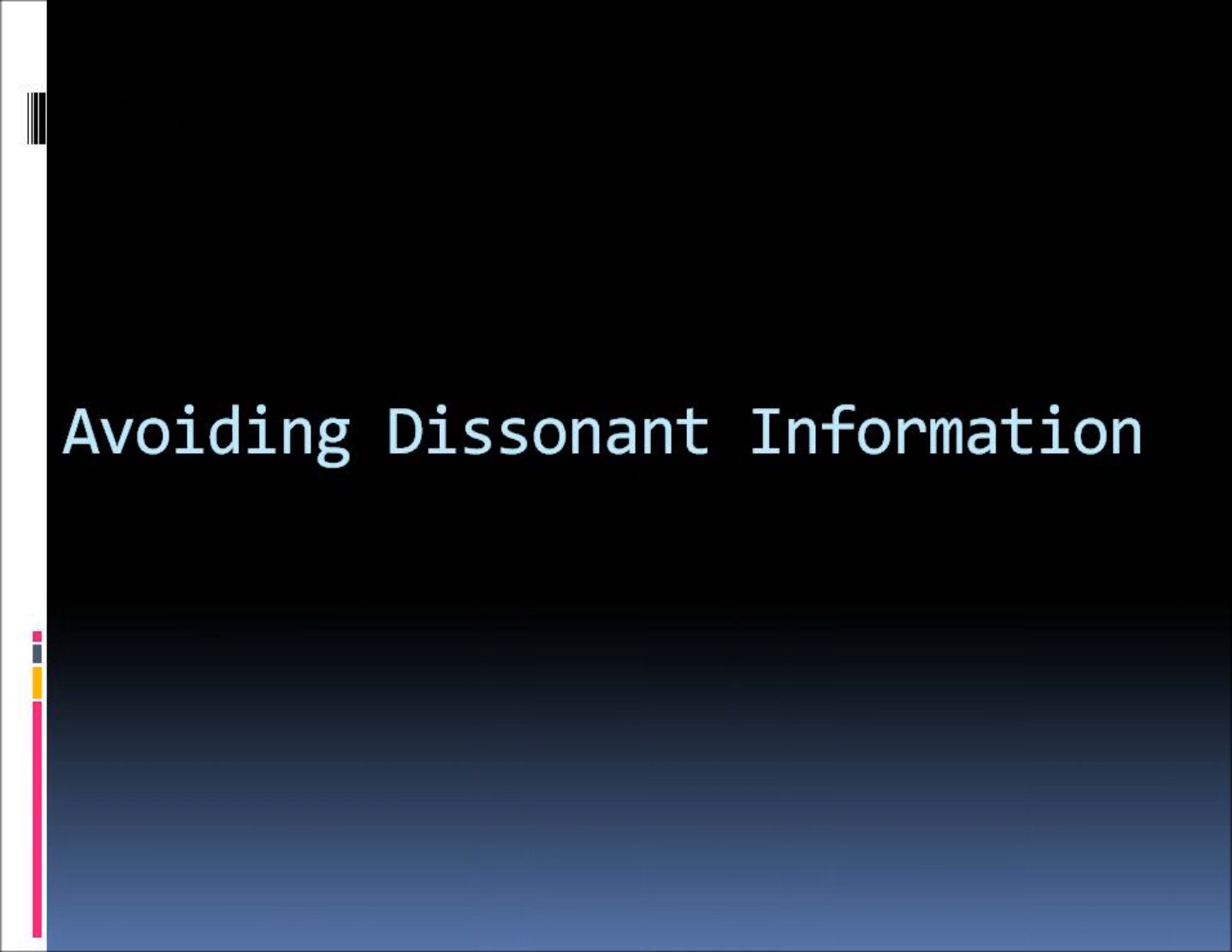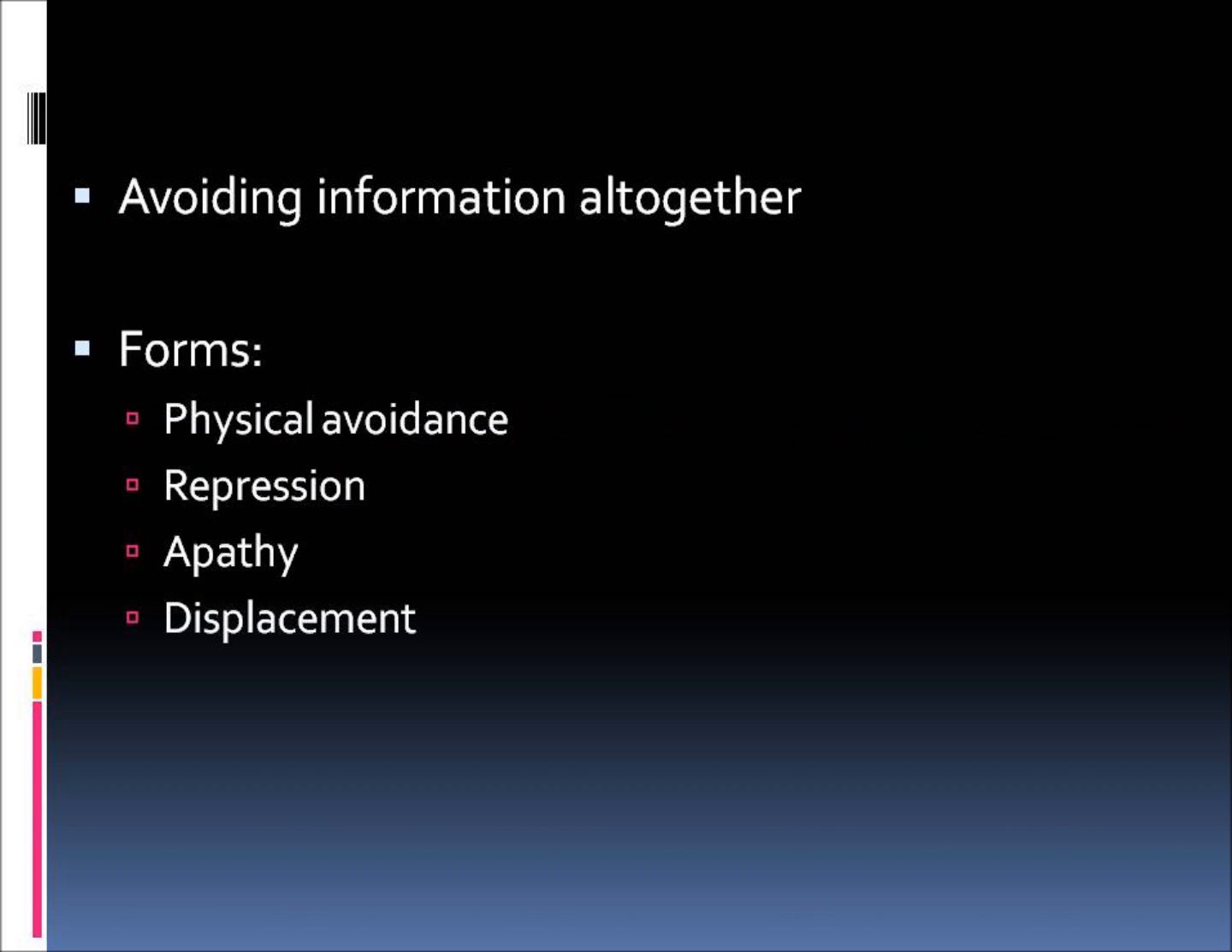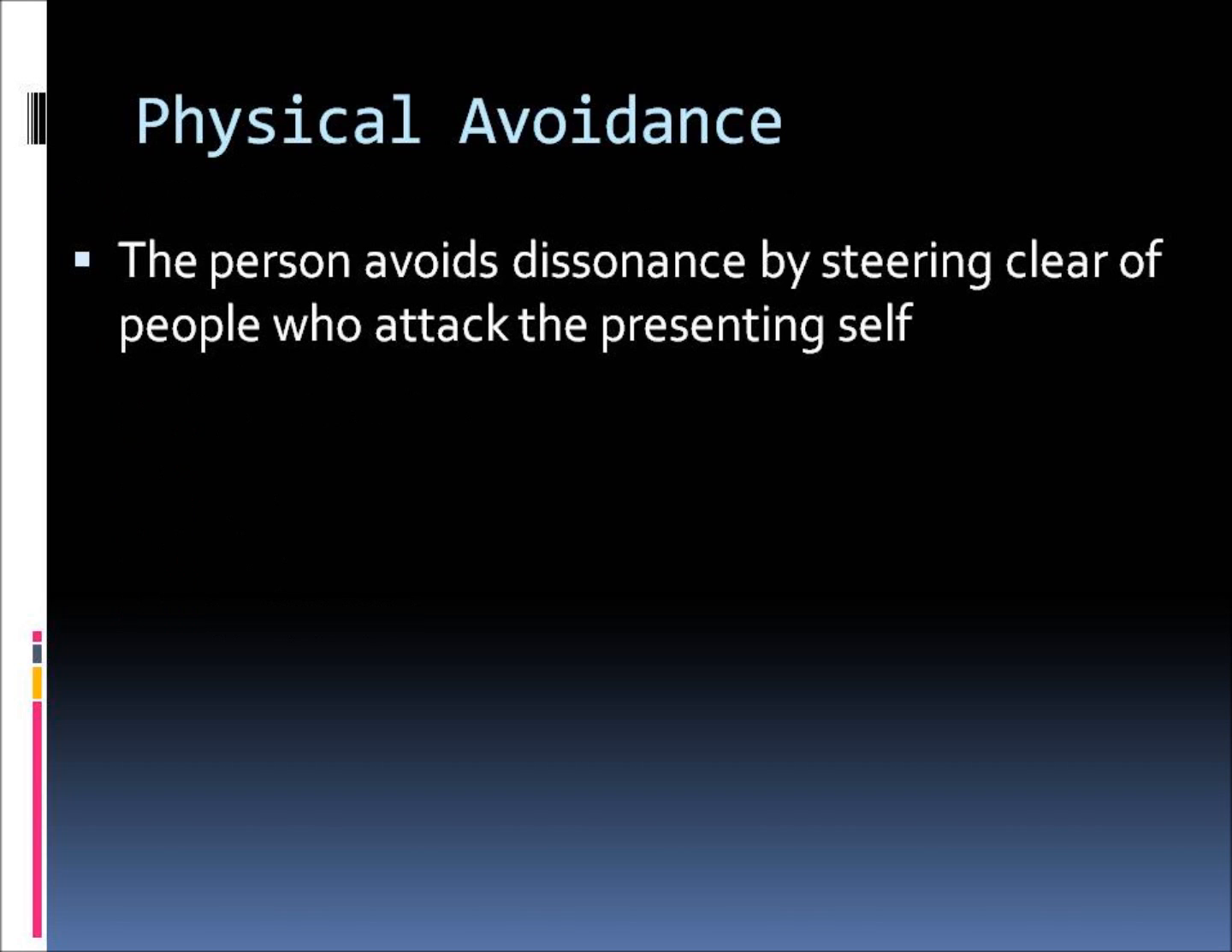Avoiding dissonant information altogether is a third way to protect a threatened presenting image. Avoidance can take several different forms, including physical avoidance, repression, apathy, and displacement.